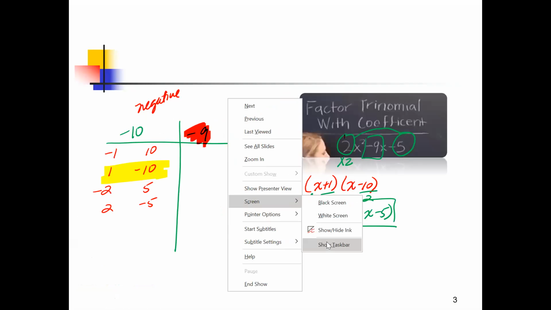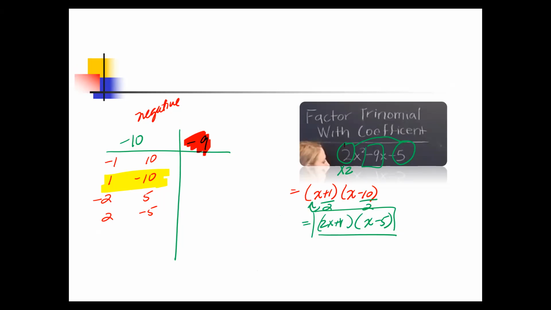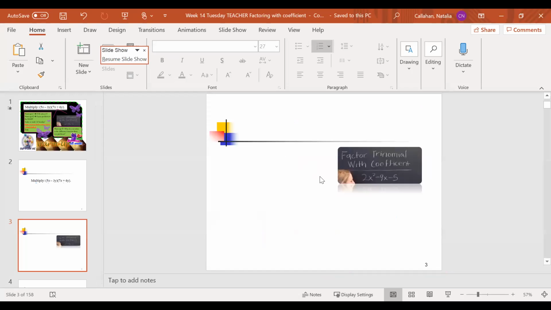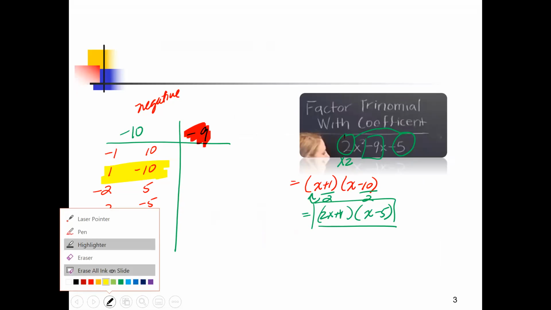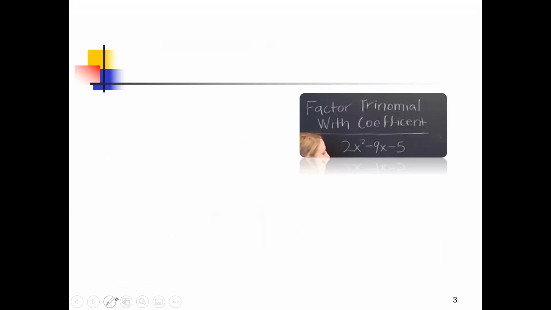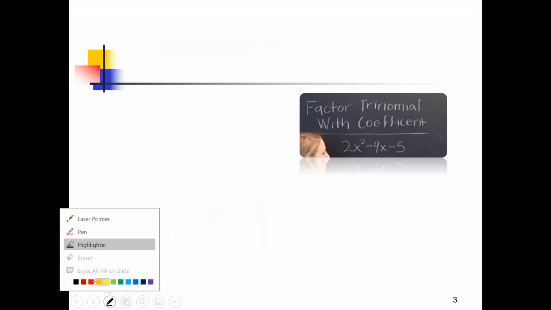All right, let's go ahead and take a look at the second question here. The second one is the opposite of the one we just went over. With this one, let me go ahead and clear everything off the slide. This one is factoring, so it's the opposite of FOIL.